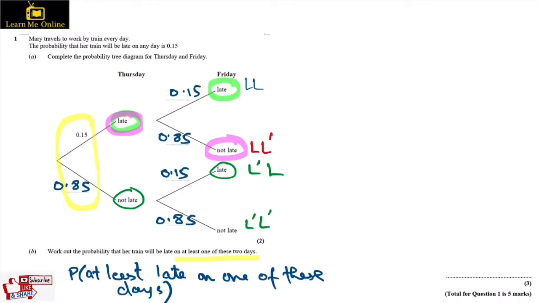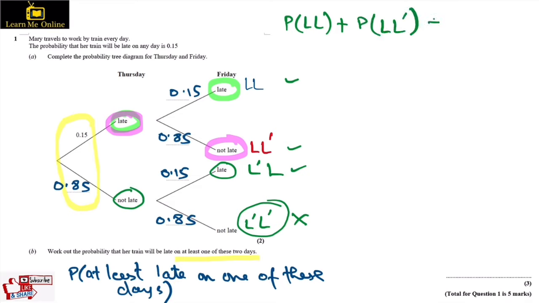Because we are finding out the probability of being late at least 1 day, we are taking this one, because at least means one or more than one late. We are taking this as well, and this as well. The only one we are not taking is not late, not late. So to find the probability, we write down the probability of late and late, plus the probability of late with not late, and the probability of not late with late. These are the three options that we are considering.